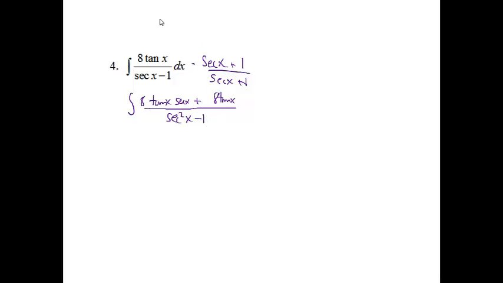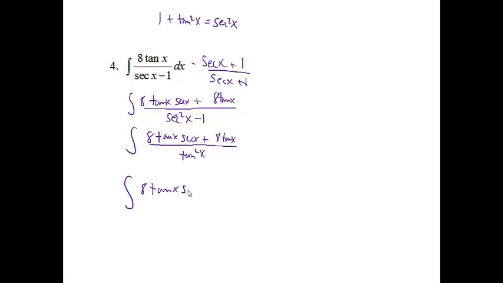And then from here, we do have an identity that says 1 plus tangent squared x is equal to secant squared x, which means that secant squared x minus 1 is going to equal tangent squared. So I'm now going to make this 8 tangent x secant x plus 8 tangent x over tangent squared x. And now, since I have a plus sign in the numerator, I'm going to separate the numerators. So I'm going to get 8 tangent x secant x over tangent squared x, and then plus the integral of 8 tangent x over tangent squared x.